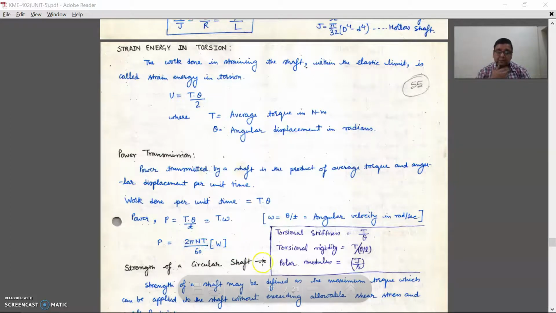Okay. Then there are some formulas written over here. One formula is torsional stiffness, and that torsional stiffness is T by theta.